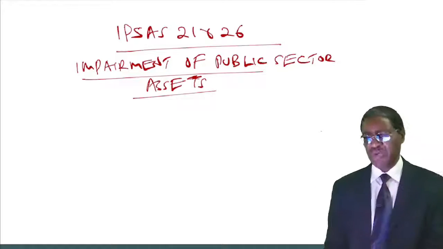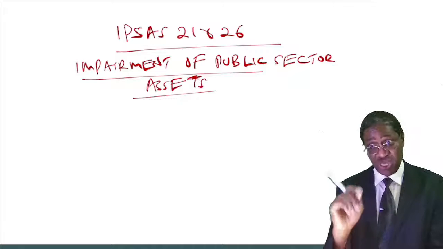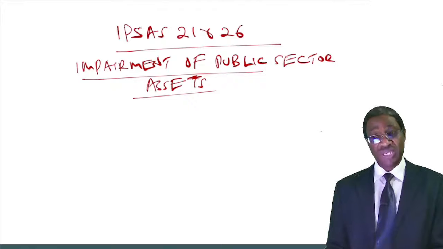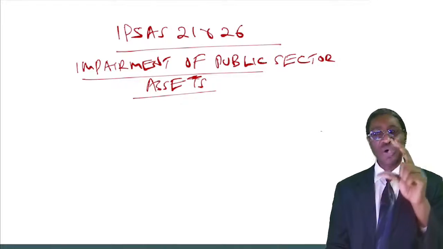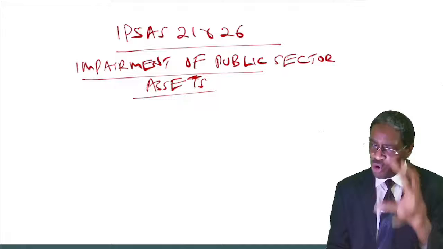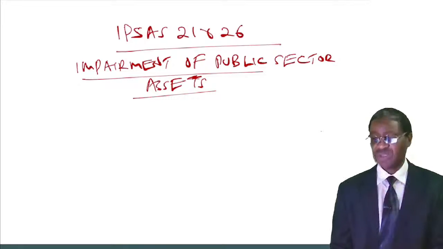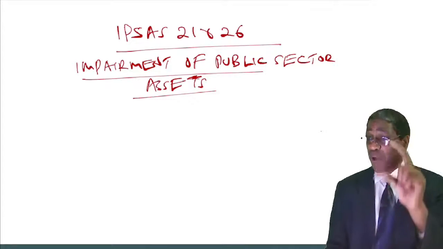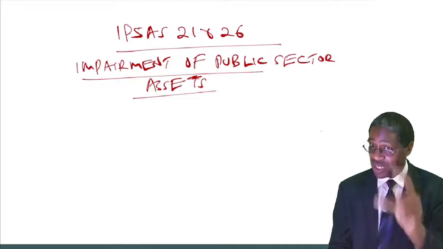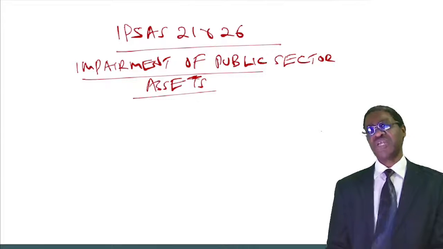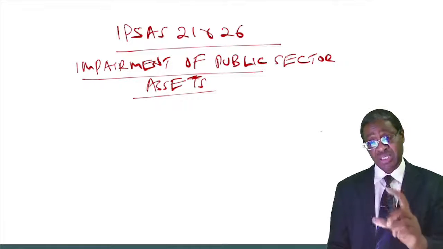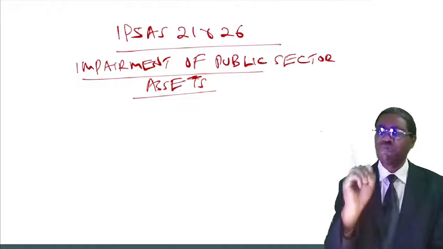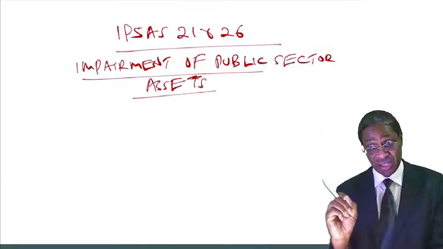For a normal company, we had already discussed in our earlier subtopics how to test for impairment of assets for a normal business or a company. And before we discuss how to test for impairment of public sector assets, let me remind you what we said for a normal business. How does a normal business test for impairment of their assets?